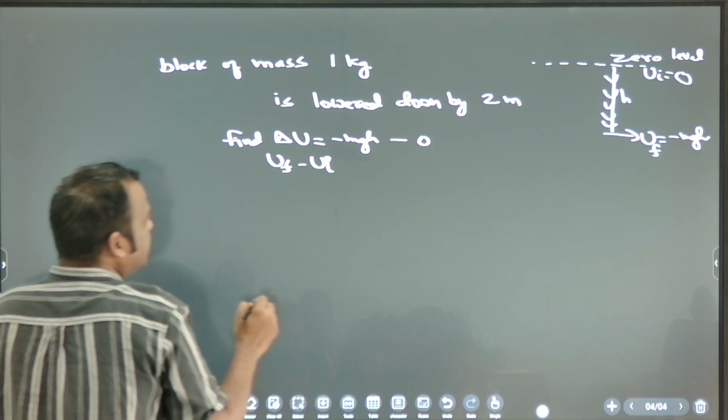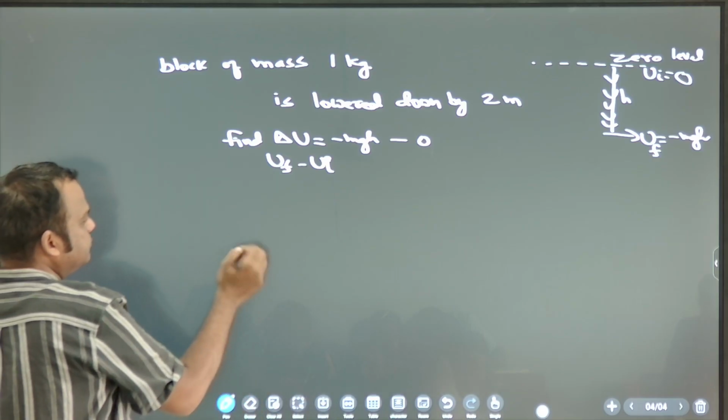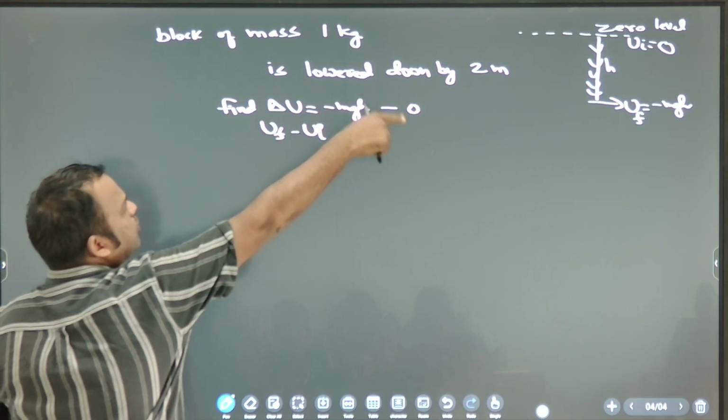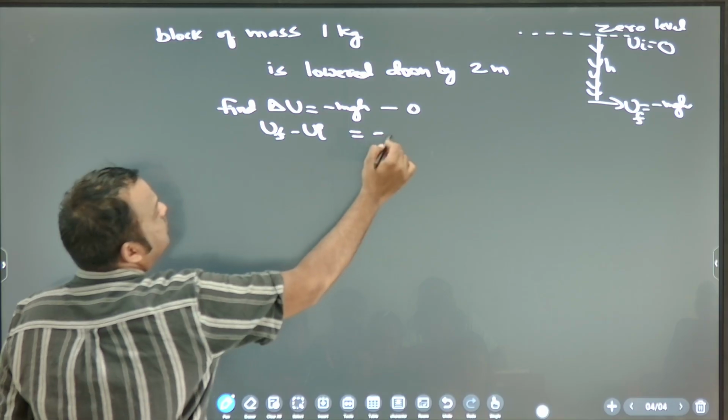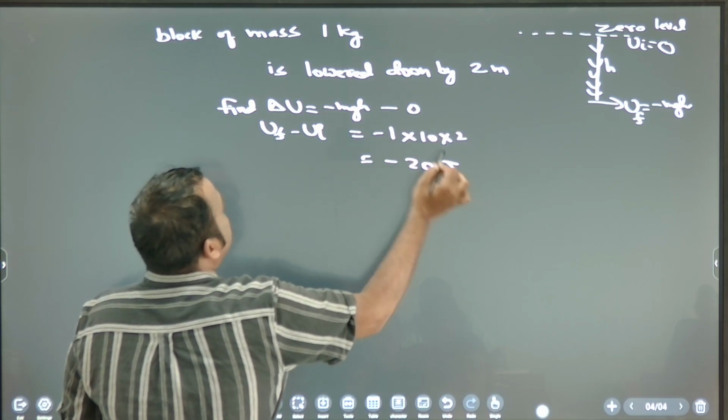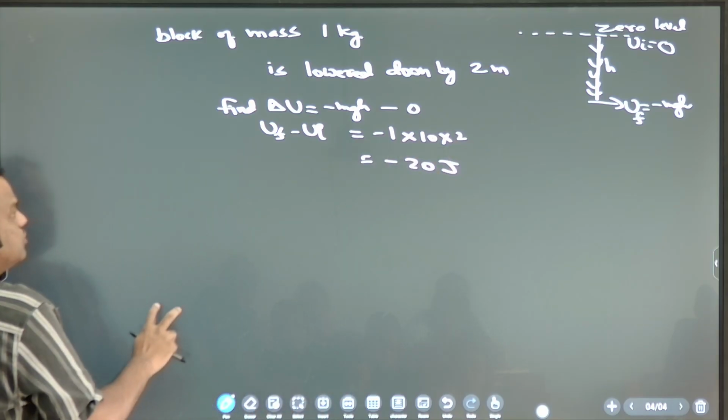Okay, let's do one more question. A block of mass 1 kg is lowered down by 2 meter. So what is the answer? Minus 1 into 10 into 2. So what is the delta U? Minus 20.